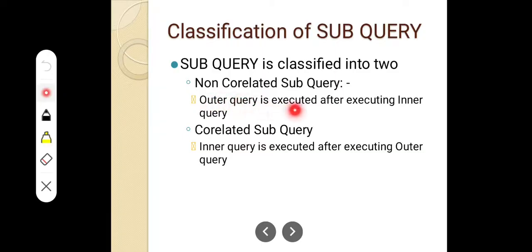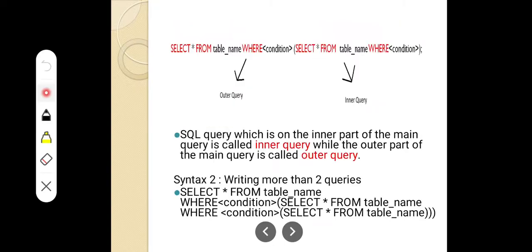The outer query is executed after executing the inner query. That means the inner query will be executed first, and after that the outer query. One more point to remember: in a non-correlated subquery, the inner query will be executed only once, not many times. That result will be fed to the outer query. Clear? Okay.